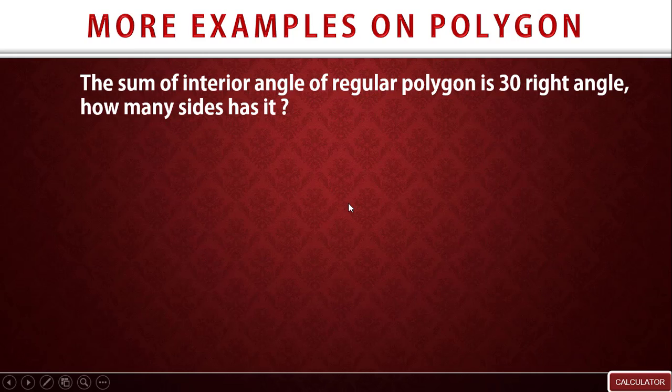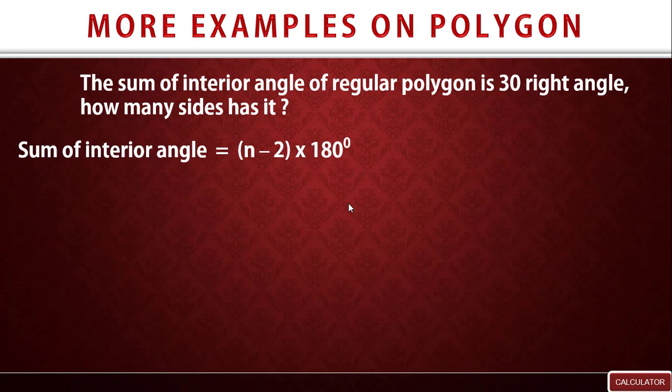Okay, so let's write down the formula first. Sum of interior angle equals to n minus 2 times 180 degree. So the sum of interior angle, we've been given that to be 30 right angle. 30 right angle will mean 30 multiplied by 90 degree, then equals to, so our formula here, we write it down, n minus 2 times 180 degree.